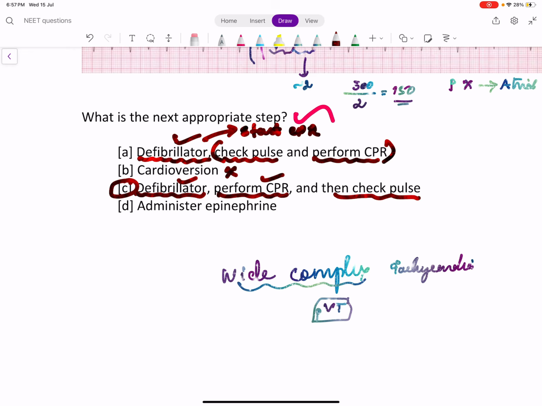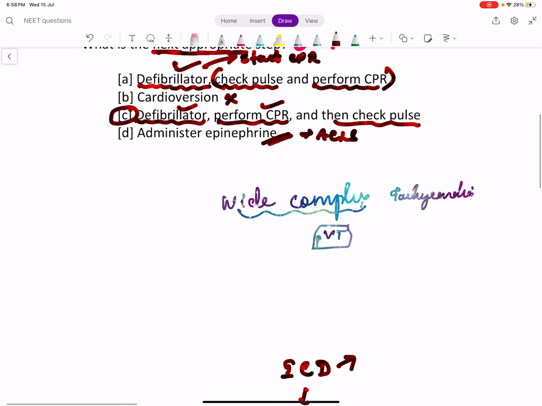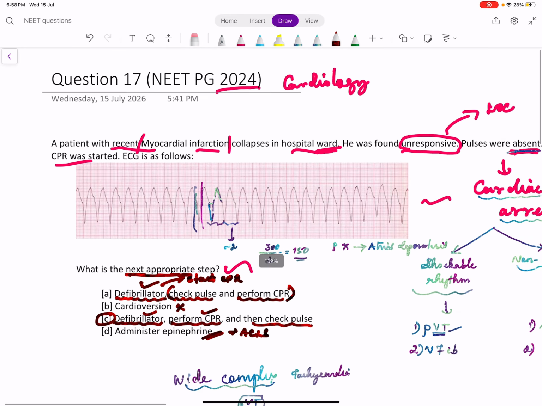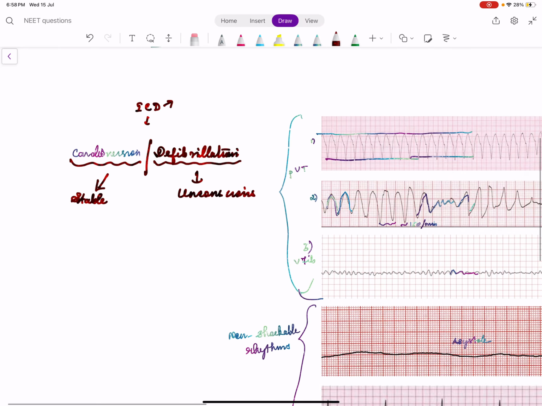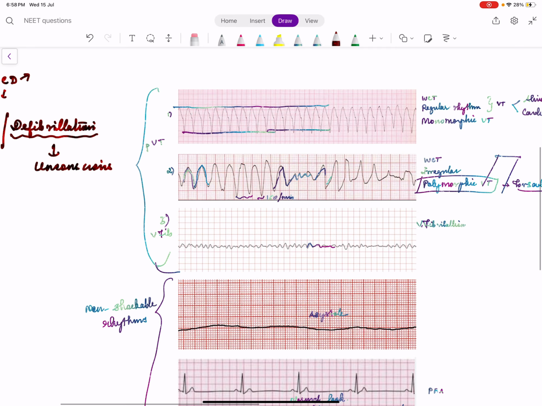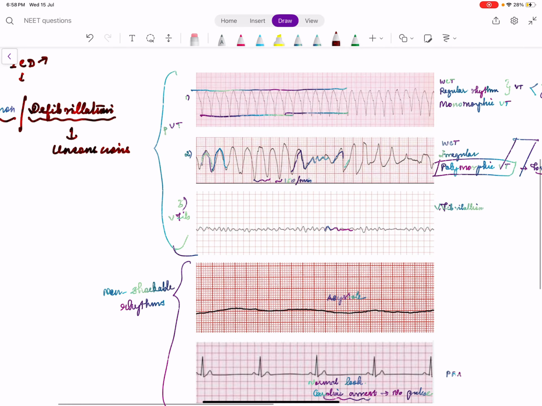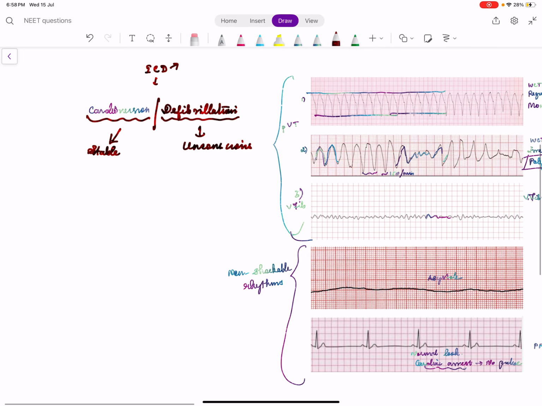So C seems appropriate. D is administer epinephrine. Of course, this is also a step in your advanced cardiac life support. Shock, CPR, giving adrenaline, that's how the sequence goes. But the question is, what is the next appropriate step? So C is more appropriate than D, because once you recognize a shockable rhythm, the first thing we have to do is give a shock. Okay. So we just discussed some basic ECG interpretation, cardiac arrest rhythms, polymorphic VT, and the treatment here.